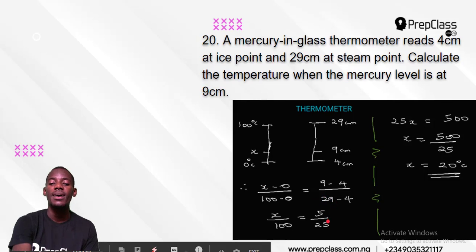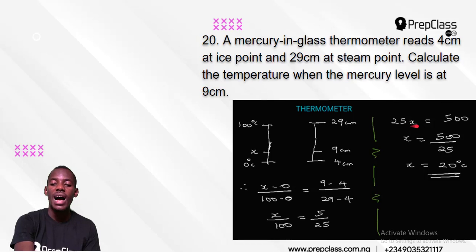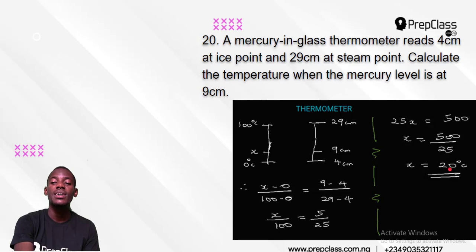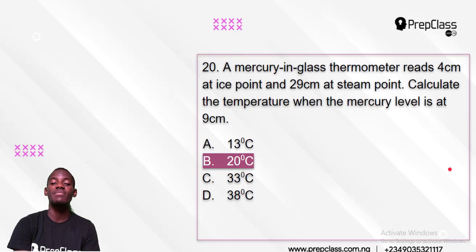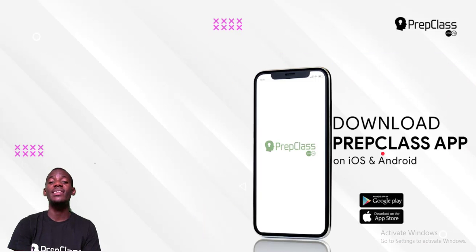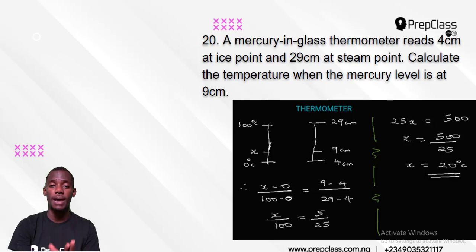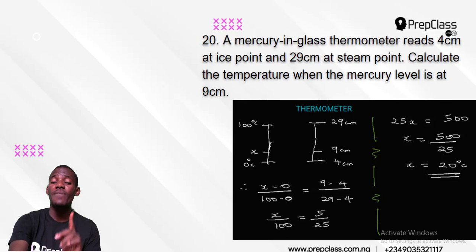Then cross multiply. So 25 will come to x, and 5 times 100 forms 500. Dividing by 25, x equals 500 over 25, and that is 20 degrees Celsius. That is my answer: 20 degrees Celsius. Now, don't forget that this method here can solve any question on thermometer. It is very important for you to remember that.